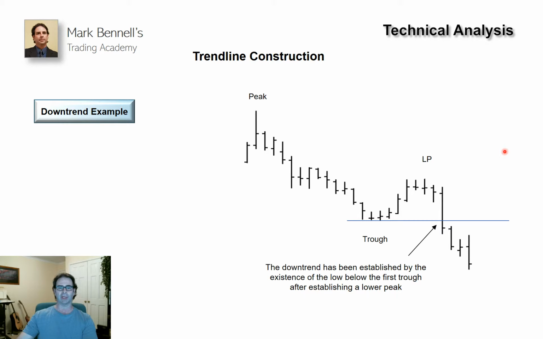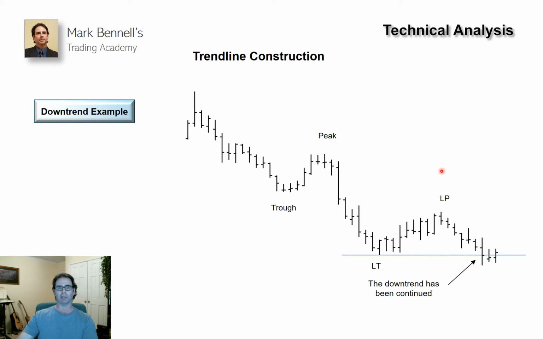Let's have a look at a downtrend example. So price has moved up, created a peak. Price has moved down, it's created a trough. Price has moved up, created a lower peak or a lower swing high. Price has moved down, pushed through the trough, which is created now. Our trend has continued. So therefore the downtrend has been established by the existence of the low below the first trough and after establishing a lower peak. So once this has occurred and once the trend has continued, we can now draw our tentative trend line using this point and this swing here.